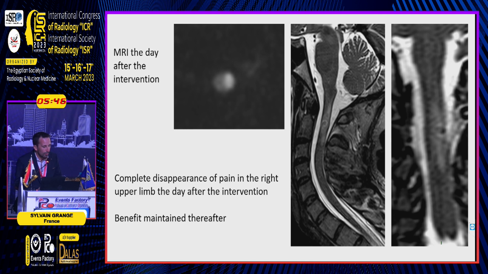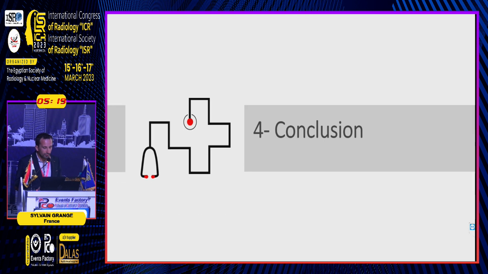And this is the MRI the day after the intervention with the diffusion inside the lesions and edema around the scar. And the patient had a complete disappearance of pain in the right upper limb the day after the intervention, and the benefits were maintained thereafter, and without motor deficit.